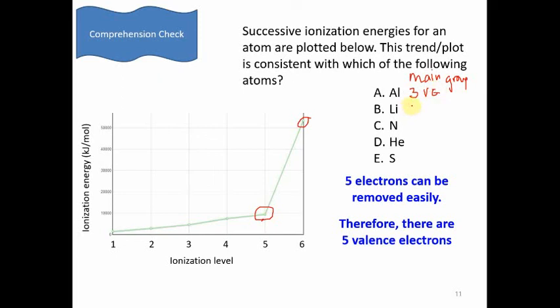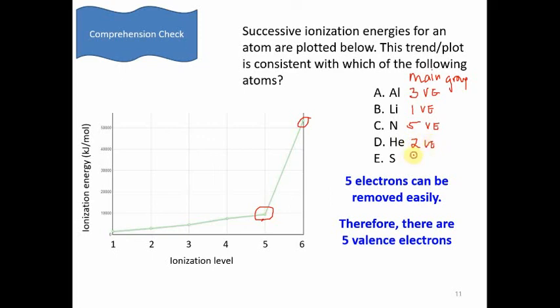Lithium is in the 1st group, so it has 1 valence electron. Nitrogen is in the 5th group, so it has 5 valence electrons. Helium is in the 8th group, but it's a little bit of an anomaly. It can only have 2 electrons total, so it has 2 valence electrons.